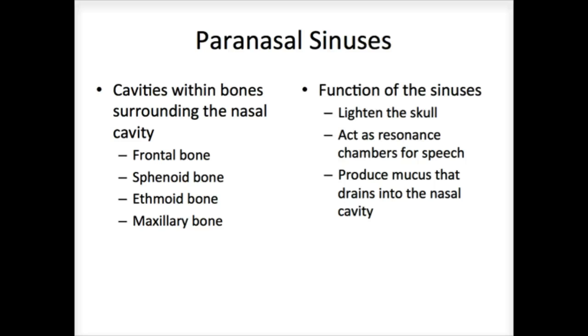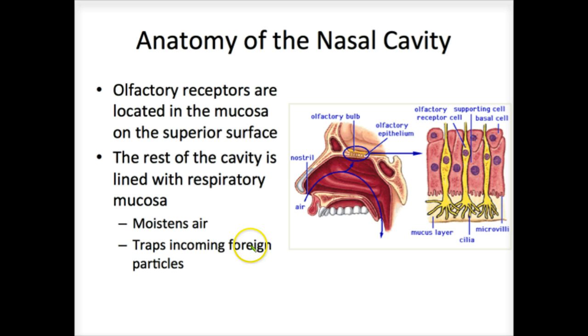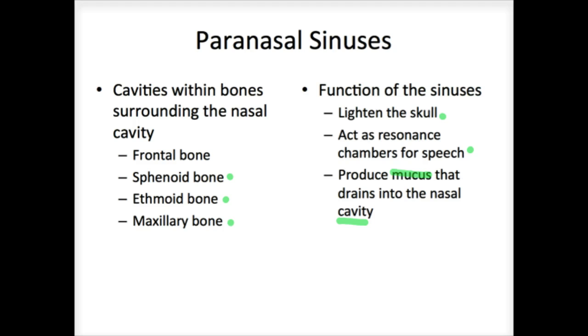Now, the paranasal sinuses are the ones that we talked about when we talked about the skeletal system. You have the primary ones, frontal, sphenoid, ethmoid, and the maxillary bone. And we talked about it in terms of lightening the skull. We talked about it in terms of acting as resonance chambers for speech. But this right here, this production of mucus, is literally to help trap foreign particles. Don't forget that part. So that's really the primary purpose at our level when we talk about the paranasal sinuses.